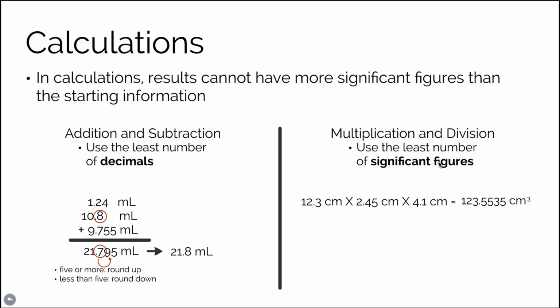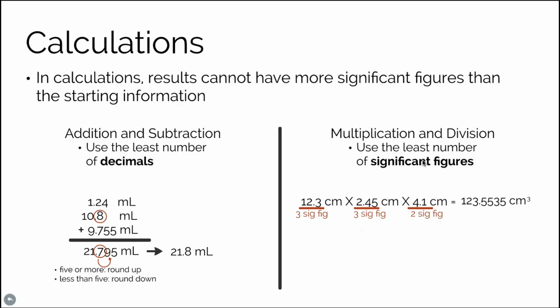And again, you see the same thing where your result has different decimal places and different significant figures than the information you put in. So you need to match it to the least number of significant figures. So if you focus on the three numbers you put in, 12.3, if you count out the significant figures, you get 3. 2.45 will also have 3 significant figures. And then finally 4.1, this one only has 2 significant figures.